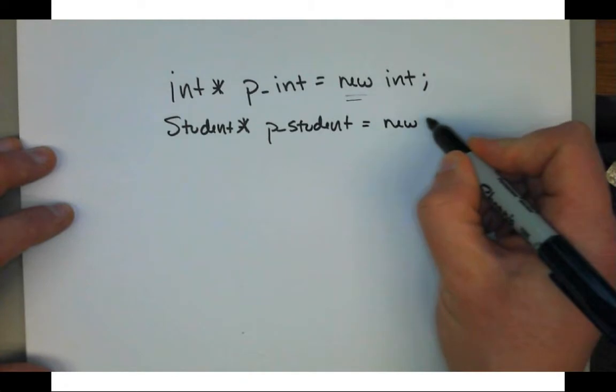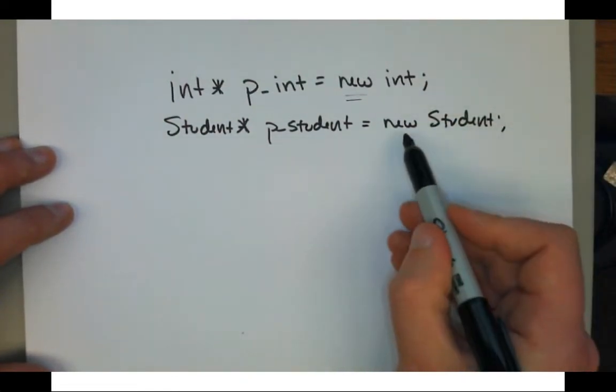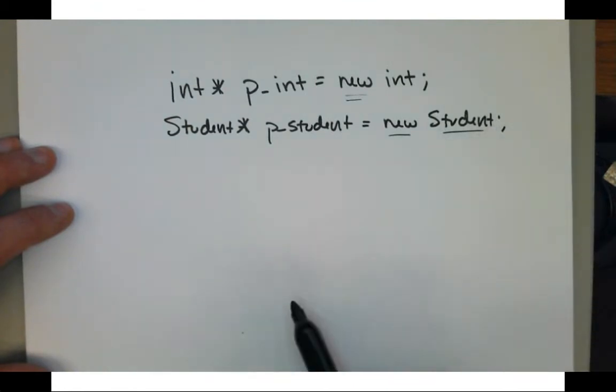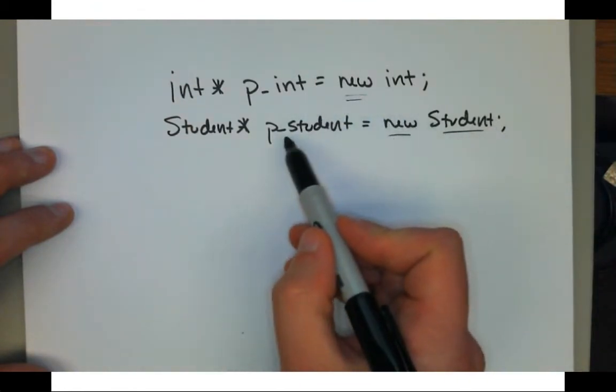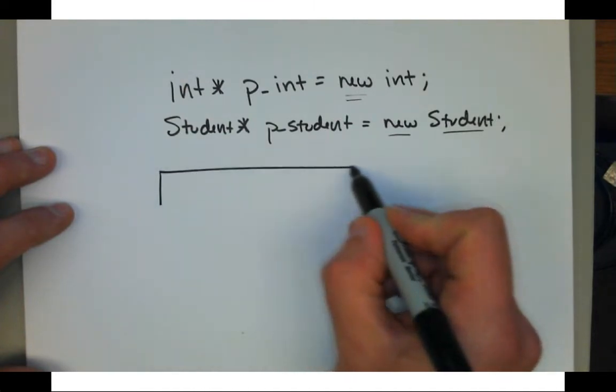And when I call new, okay, what that means is go find room for a new student object on the heap and return the address of it to be stored inside this pointer called pstudent.